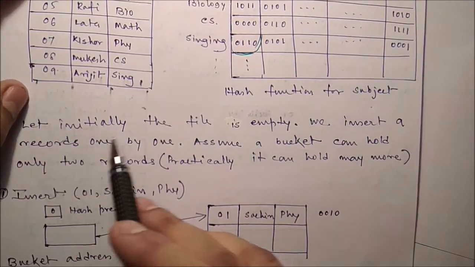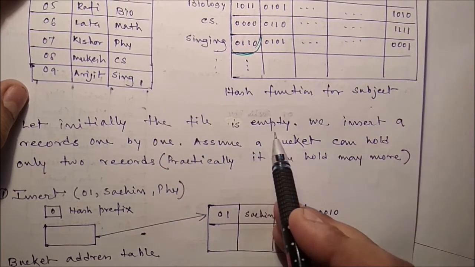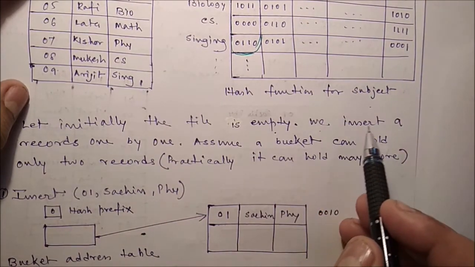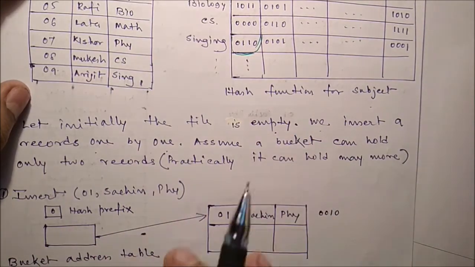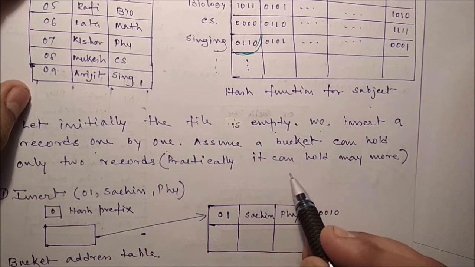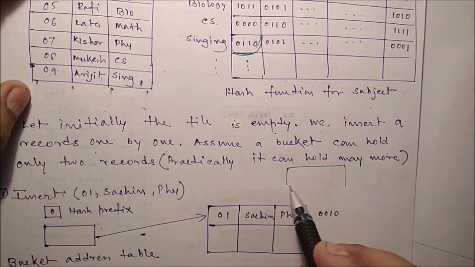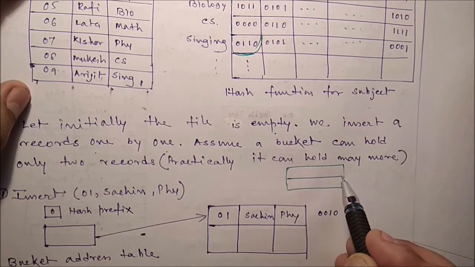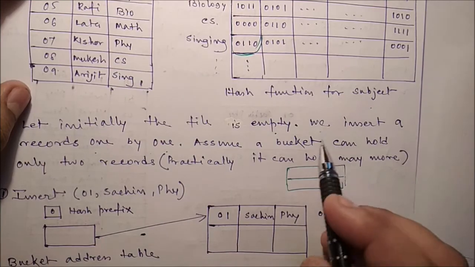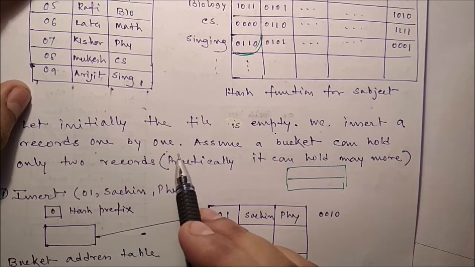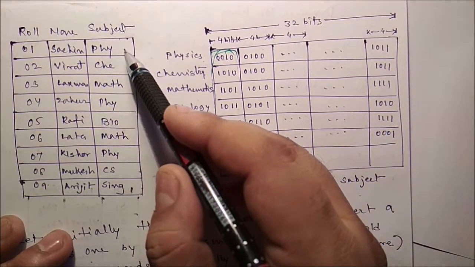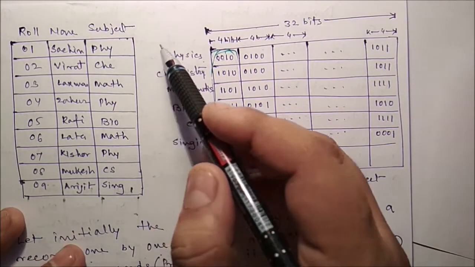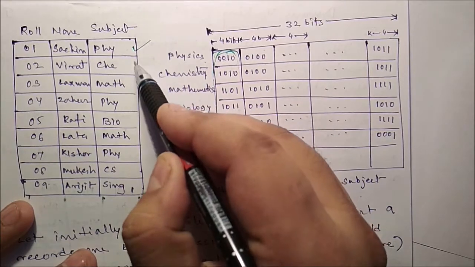Now let initially the file be empty, and we insert the records one by one. Initially the file is empty and nothing is there inside this particular file, in this particular bucket. We insert a record one by one. So we have to take the data, these are the data, and we have to store them into the memory one by one.